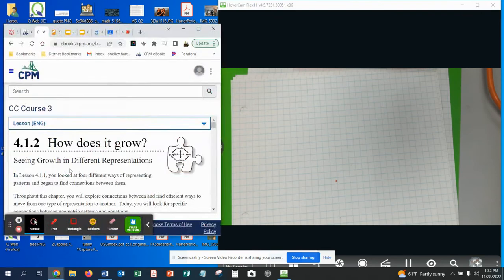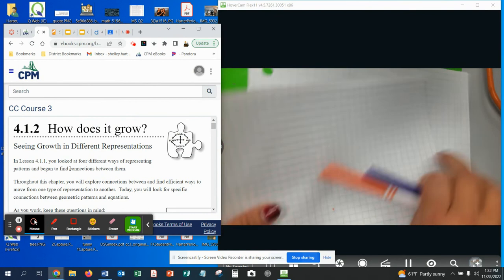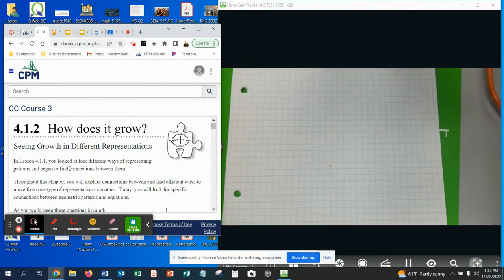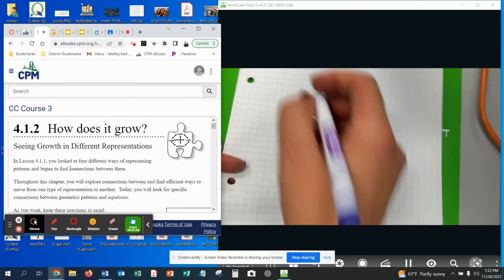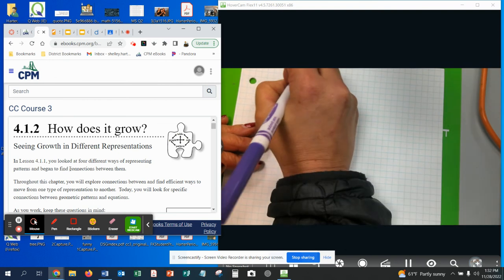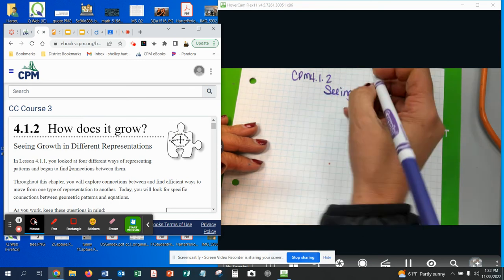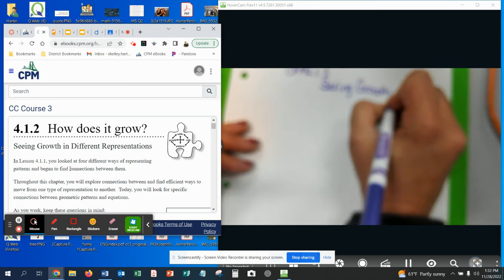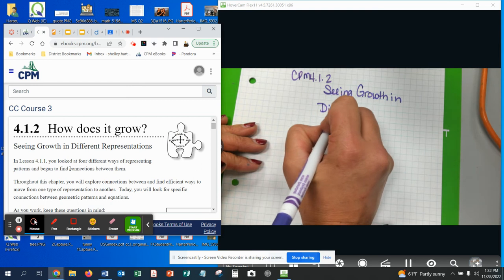All right, we are doing 4.1.2, seeing growth in different representations. Make sure you get this down. Okay. We will be doing something similar for the rest of the week. 4.1.2, CPM, seeing growth in different representations.